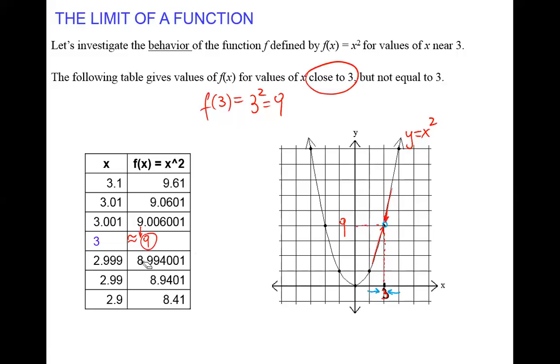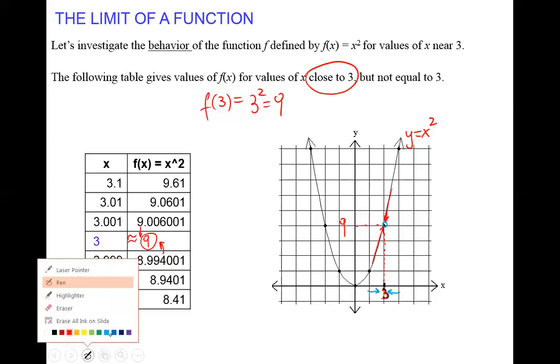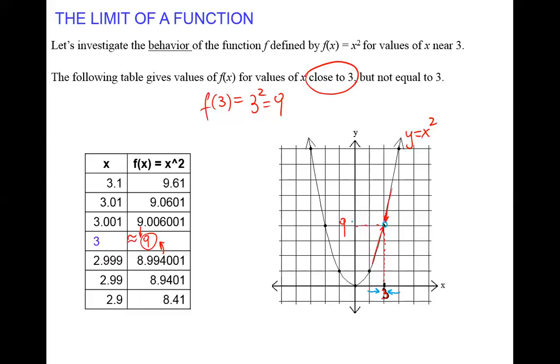8.4, 8.94, 8.99. I think I can also say that from this side, we are also approaching 9. That's the numerical proof. That's the graphical proof. You can see the red arrows approach. You can even see I did point the blue dot. The blue dot is the exact value.